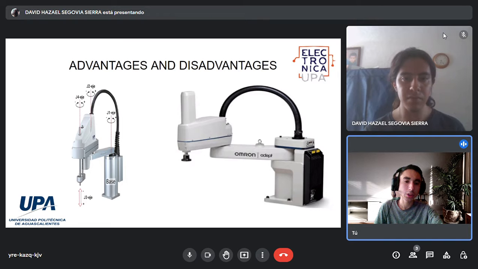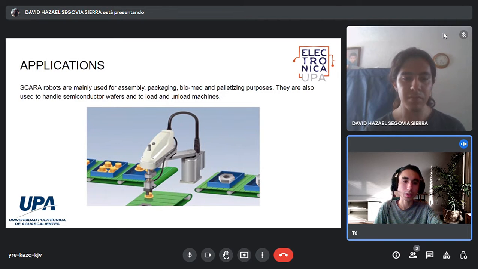The applications of these SCARA robots are mainly assembly, packaging, palletizing, and similar purposes. They are also used to handle semiconductor wafers and to load and unload machines. They're mainly used for assembly applications, and as we mentioned, they can also pack and do small pressing. These kinds of robots are mainly constrained by their size and the limitation of being only 4 axis.